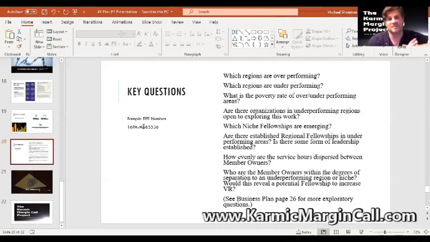So there might be people who are passionate about creating sustainable ecological solutions. Some people might be passionate about a deeper understanding of global warming. That might be a potential niche fellowship. These are the things that we might start to look at to develop underdeveloped regions. Would this reveal a potential fellowship to increase velocity rate in an underperforming region? These are just some of the surface questions that we're going to start to ask ourselves and look at in phase 3 during the reverse market mechanics application. So see the business plan on page 26, which has more of these exploratory questions.